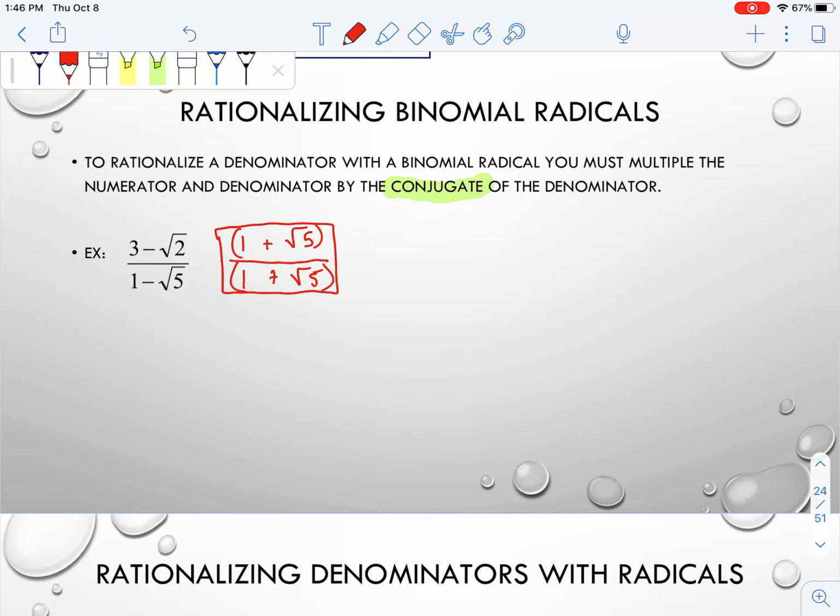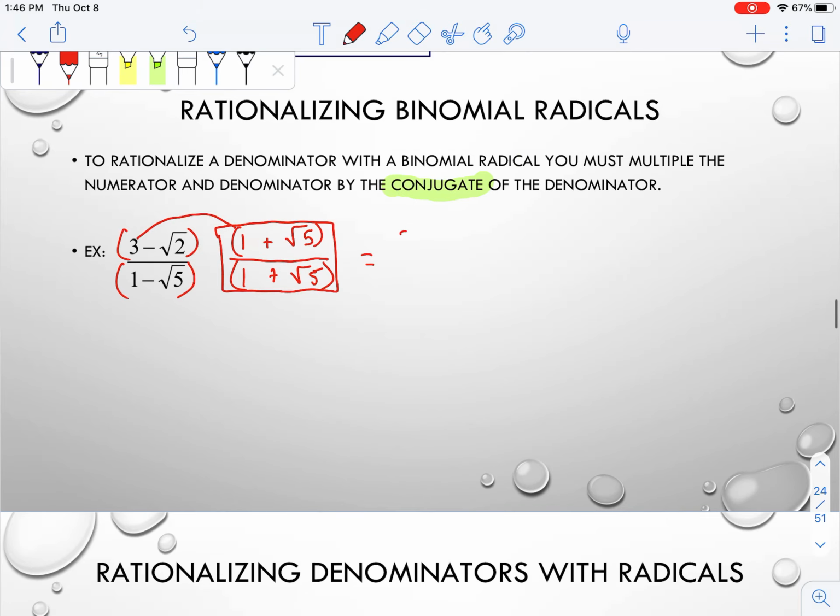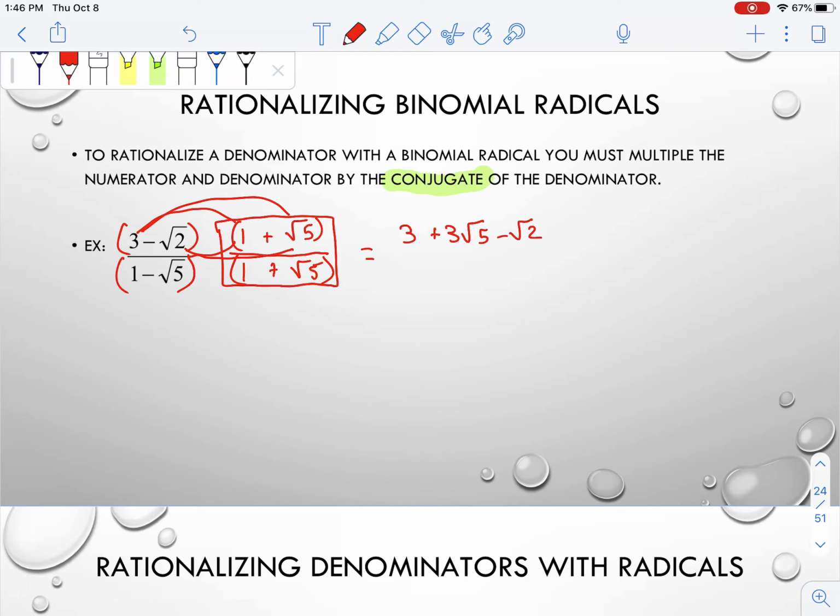So that's technically a giant 1. Multiplying by 1 doesn't change the value of my equation. Now all we do is FOIL it out and then see what simplifies, if anything. So let's do my numerator first. So 3 plus 3 root 5 minus root 2 minus root 10. Nothing I can do to simplify any of that.